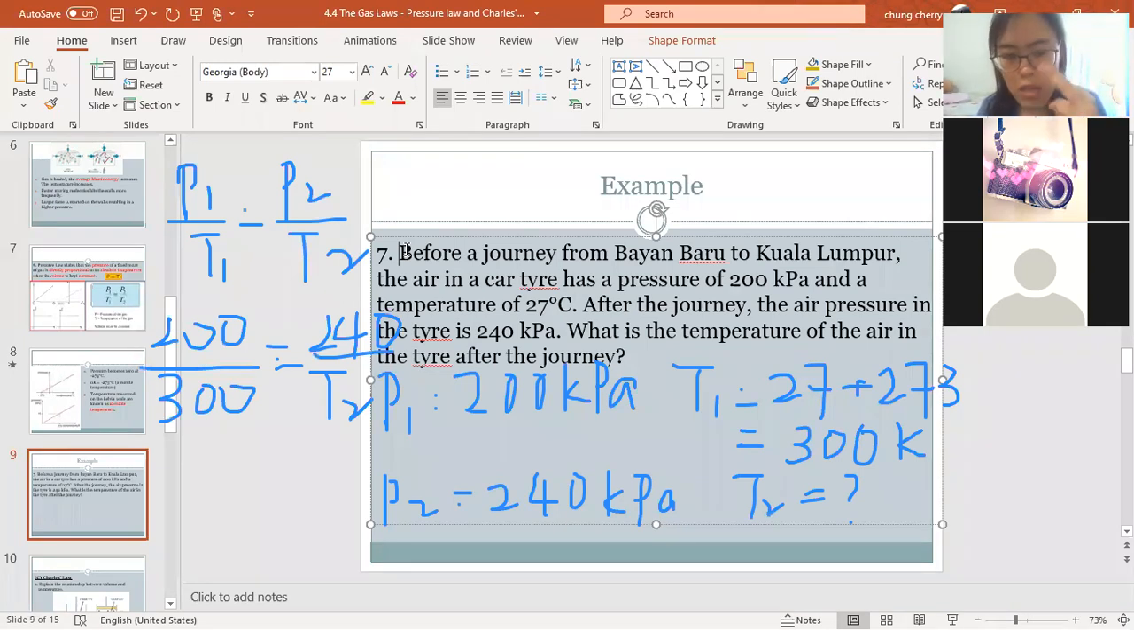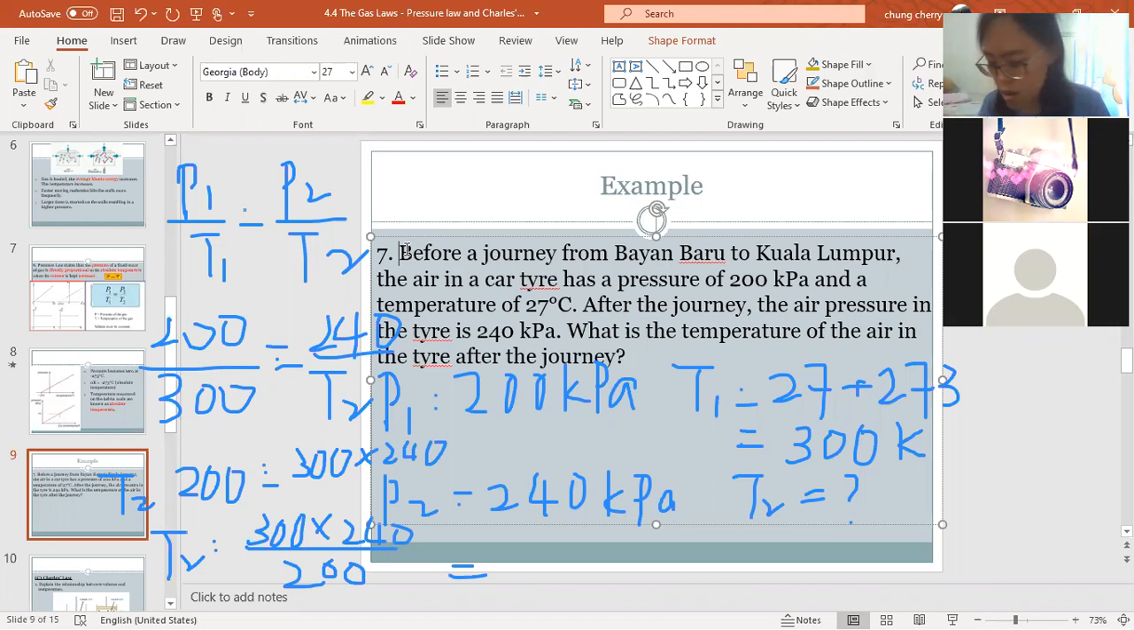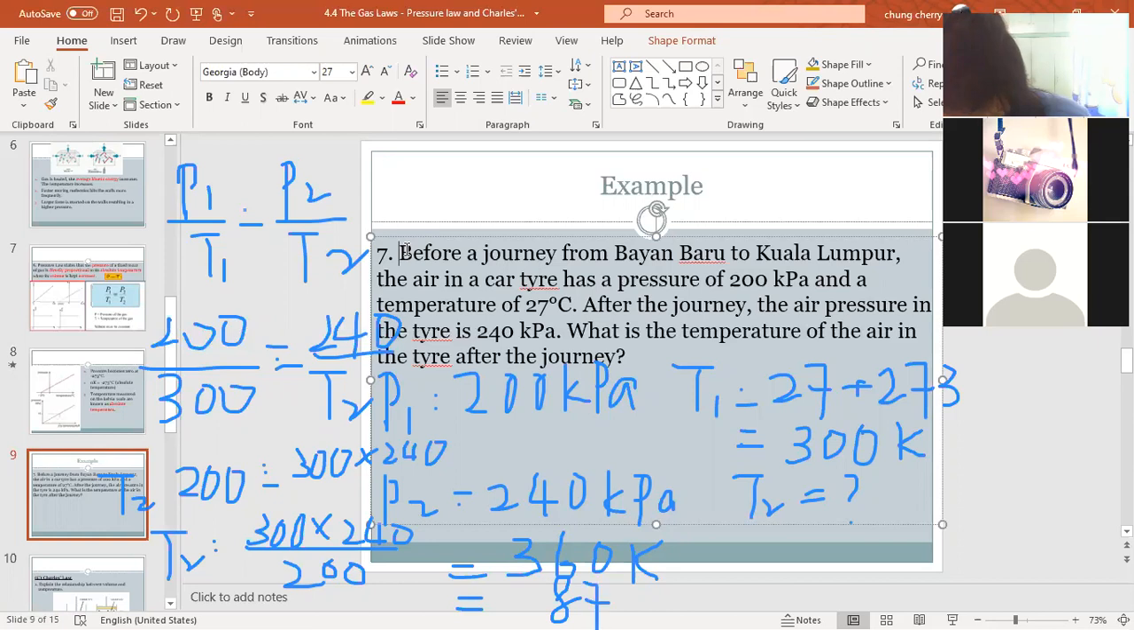After that, you cross multiply. It will be T2 times 200 equals 300 times 240. Then your T2 equals 300 times 240 divided by 200. So what is the answer? It's 360, in Kelvin. But if the question asks you to find it in degrees Celsius, what you need to do is 360 minus 273. It's 87 degrees Celsius. Okay, everyone can get it?